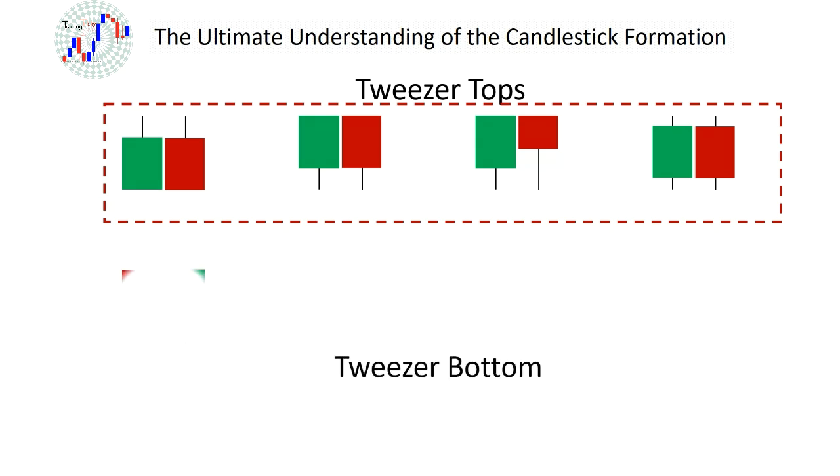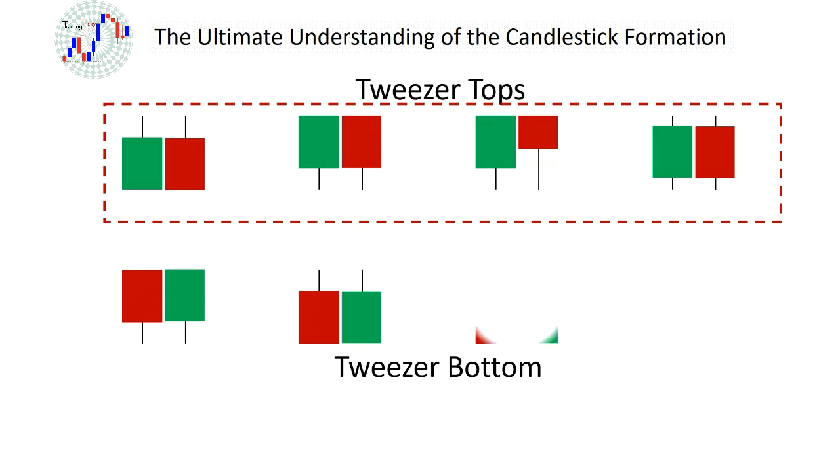Tweezer bottoms. Here we can see the tweezer bottoms pattern. Both candle lengths are the same. The left side candle is red, the right side candle is green. Both candles have rejection from the lower side. This is the same candle, only the rejection is from the upper side. This is also a tweezer bottom pattern, though the candle length is different as I told you above.